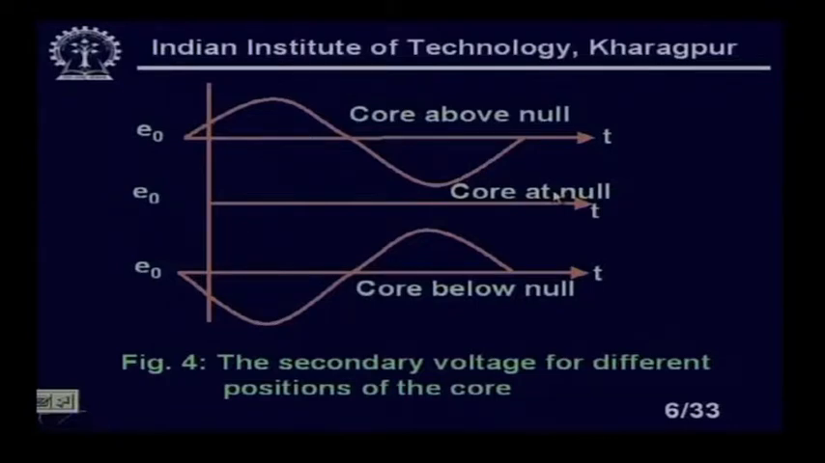Whereas when the core is above null, I will get a voltage like this with a phase shift. If the core is below null, I will get a 180-degree phase shift, opposite to the core above null. This is necessary, because in some situations I must know in which position the core lies, whether it is above null or below null.